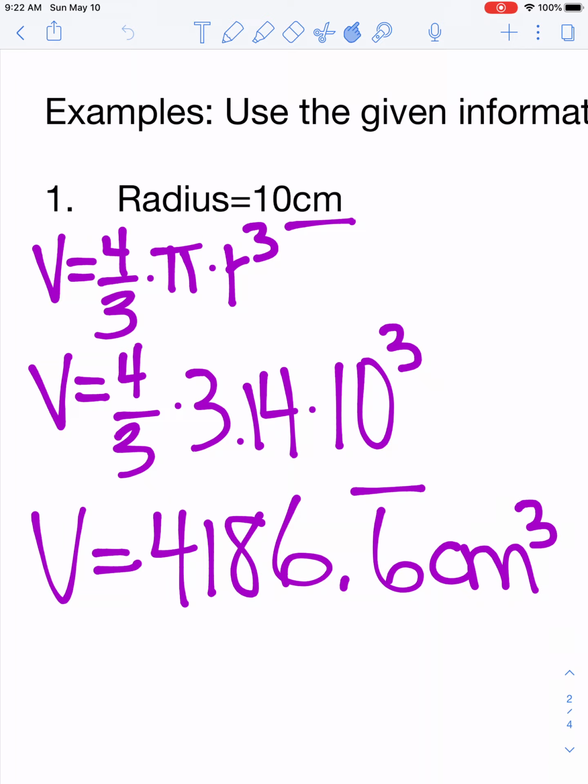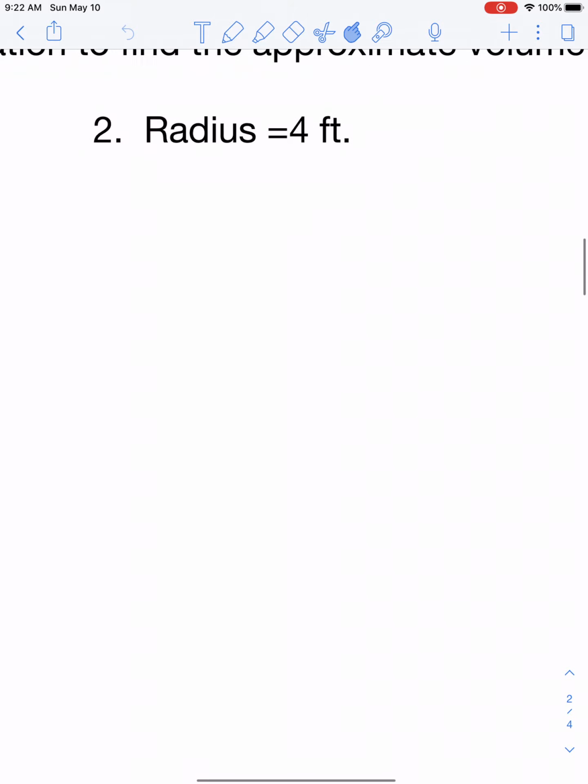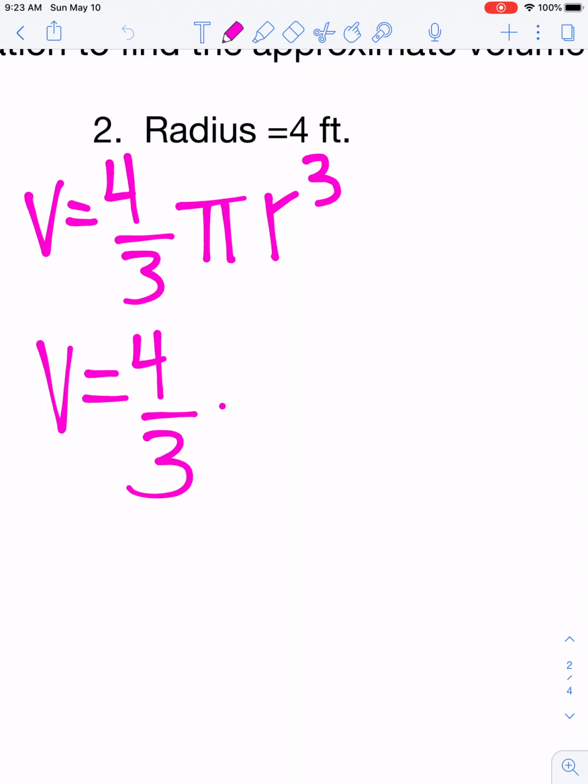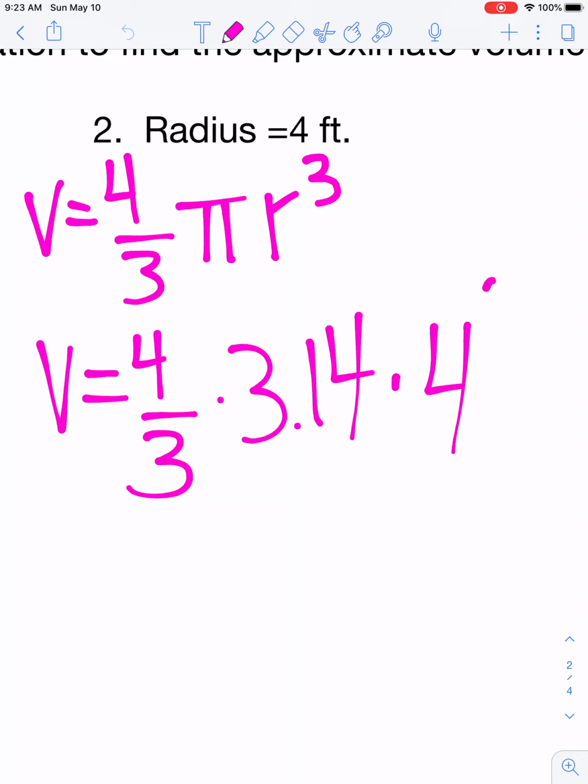Let's take a look at another example. Example number 2. Again, we're finding volume. That's 4/3 times pi times the radius cubed. So volume is going to equal 4/3 times, let's use 3.14 again, times 4 to the third power, or 4 times 4 times 4. Go ahead and try that. Put it in your calculator. See if you get the same thing I get.